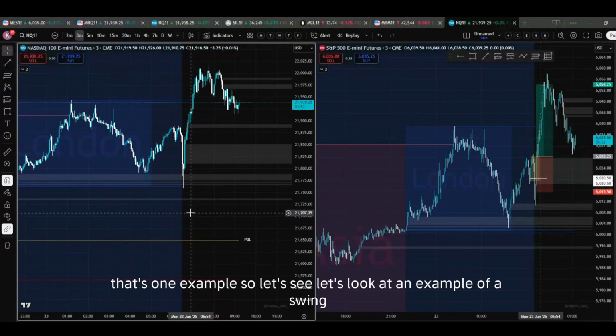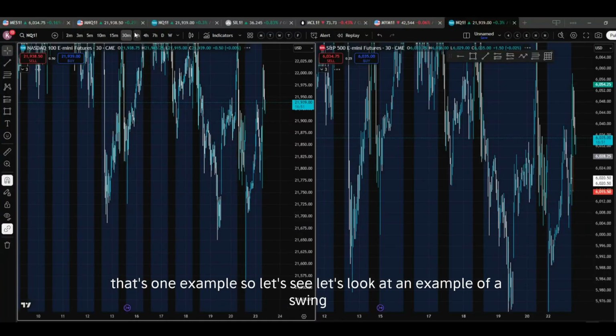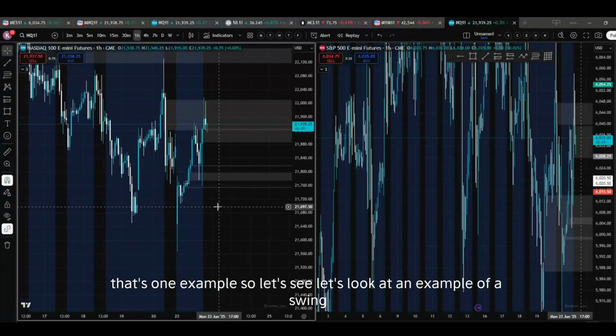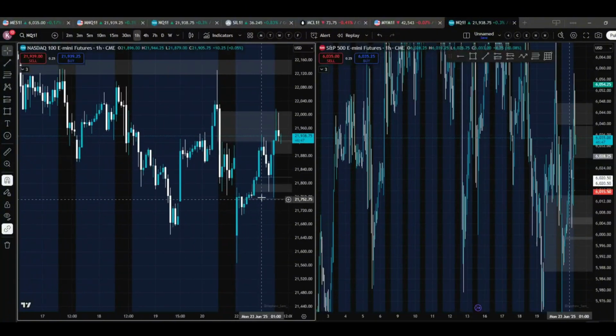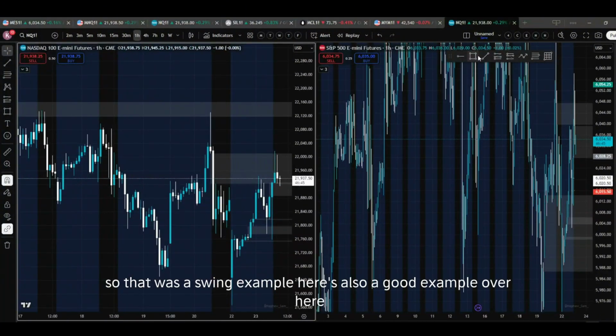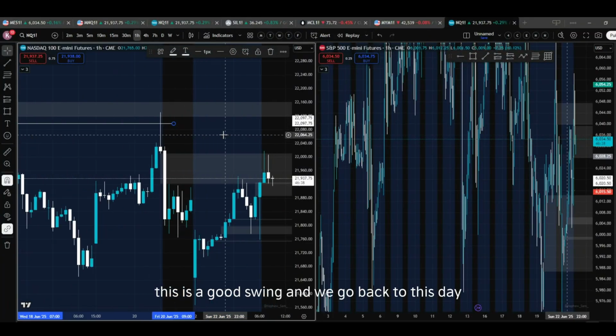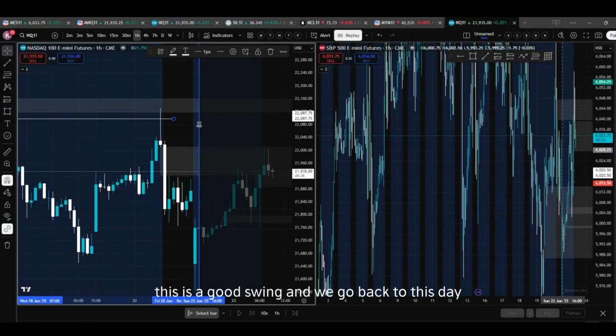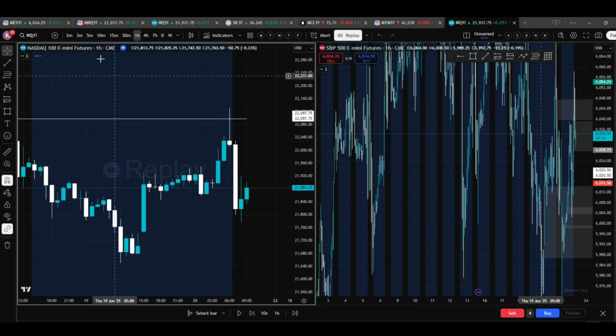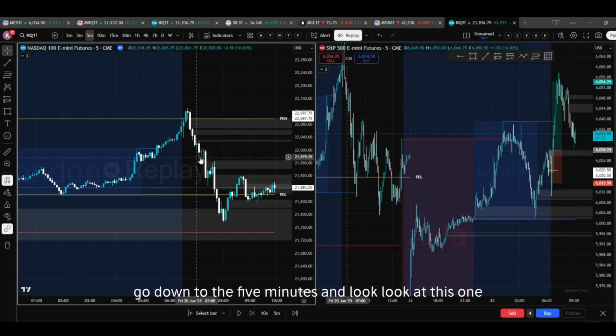That's one example. So let's look at an example of a swing. So that was a swing example. Here's also a good example over here. So this was a good swing, or even here. This is a good swing. We go back to this day, go down to the 5 minutes and take a look.